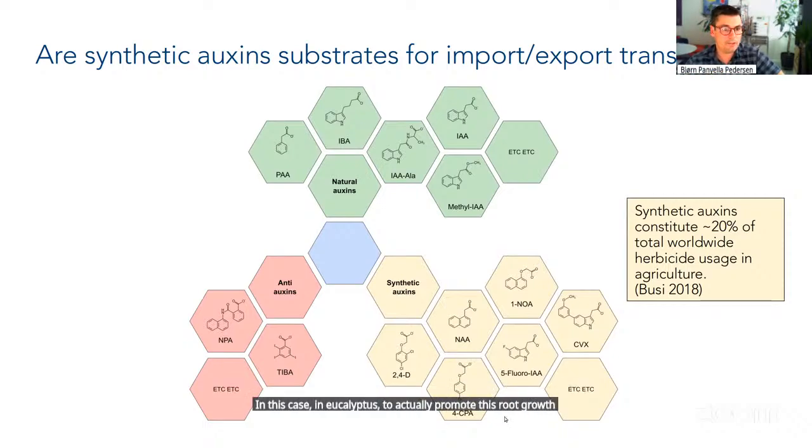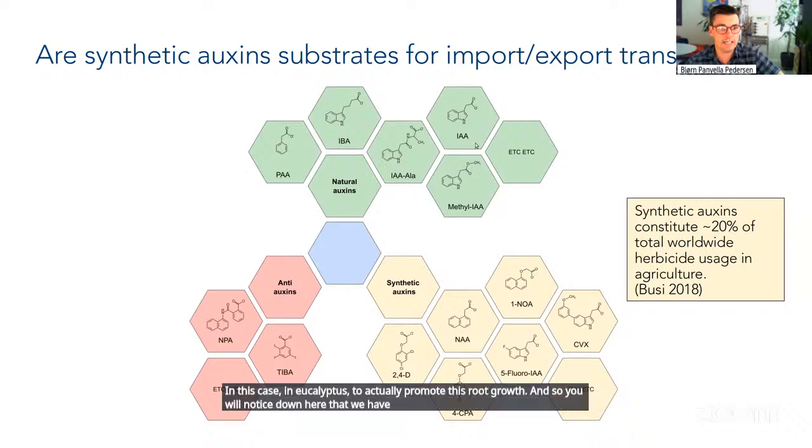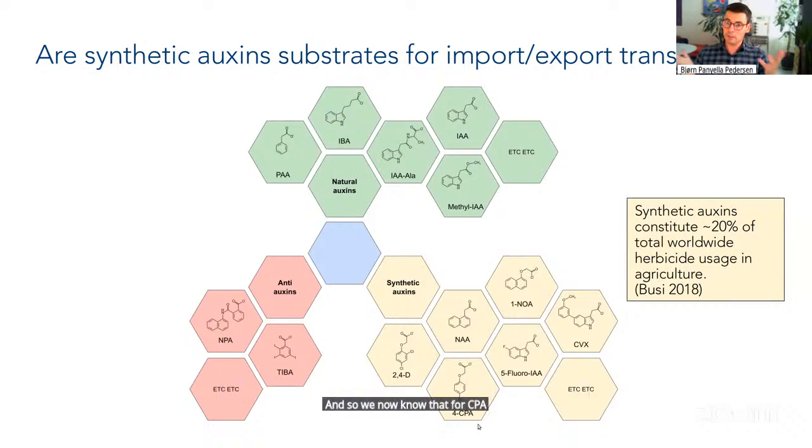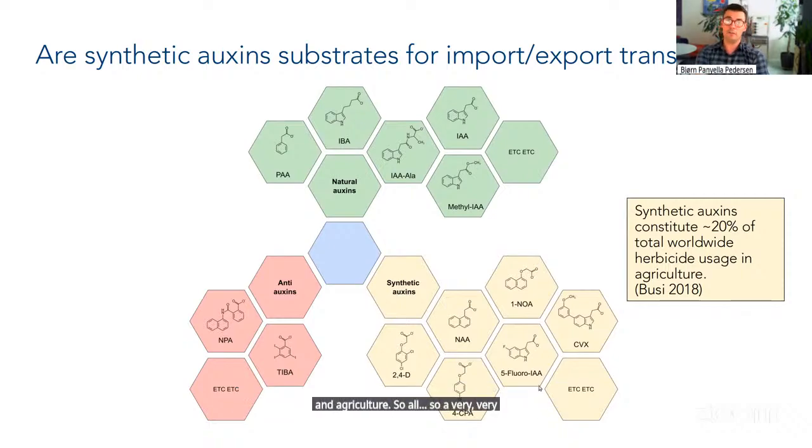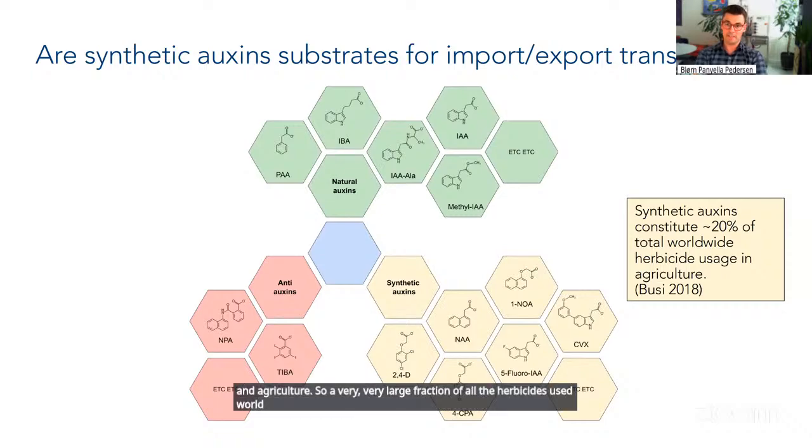And so you will notice down here that we have natural auxins like IAA up here. These are the ones we find in plants. But then we also have synthetic auxins here in yellow. You can see 4-CPA here and 2,4-D here, which are, as you will notice, very similar chemically speaking. And so we now know that 4-CPA can actually promote root growth, like we showed in the forestry paper. We also know that compounds like 2,4-D actually constitute approximately 20% of total worldwide herbicide usage in agriculture. So a very, very large fraction of all the herbicides used worldwide are actually synthetic auxins.